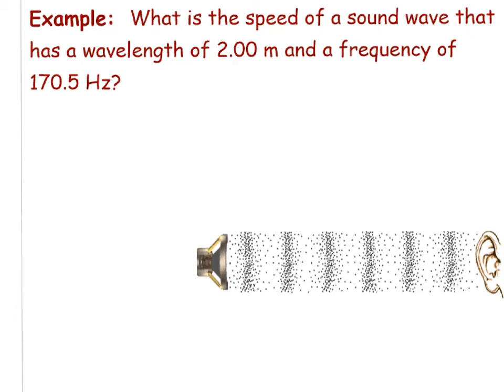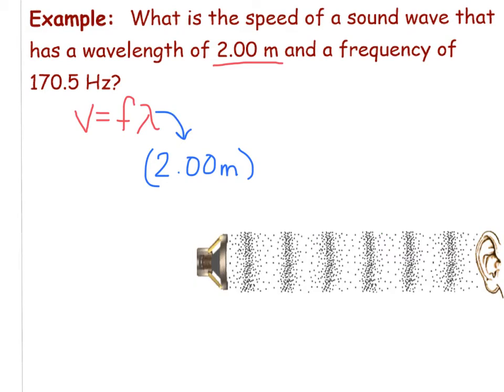What is the speed of a sound wave that has a wavelength of 2.00 meters and a frequency of 170.5 hertz? Well, let's write our formula down. We know that speed equals frequency times wavelength. Now let's fill in the numbers that we know. We know that the wavelength is 2.00 meters. So we can substitute that in, 2.00 meters for our wavelength right there.